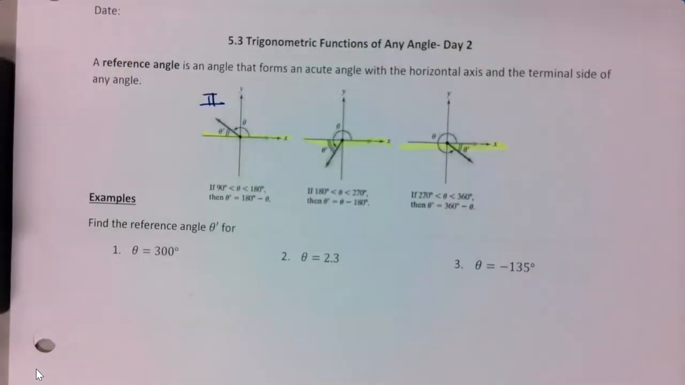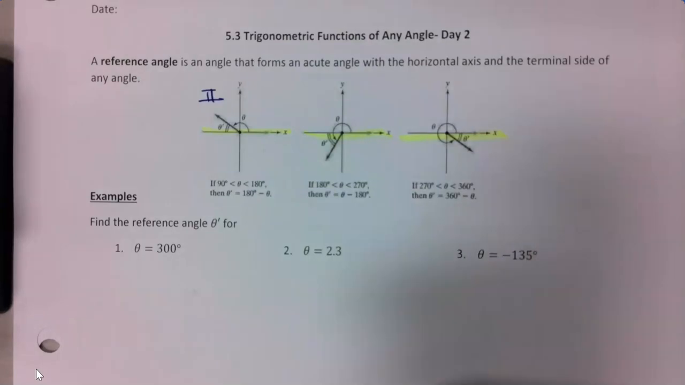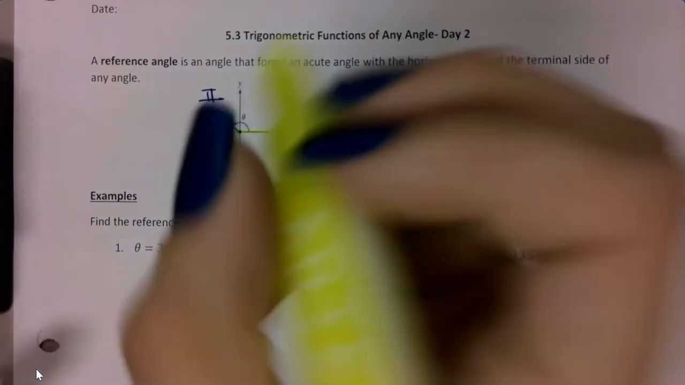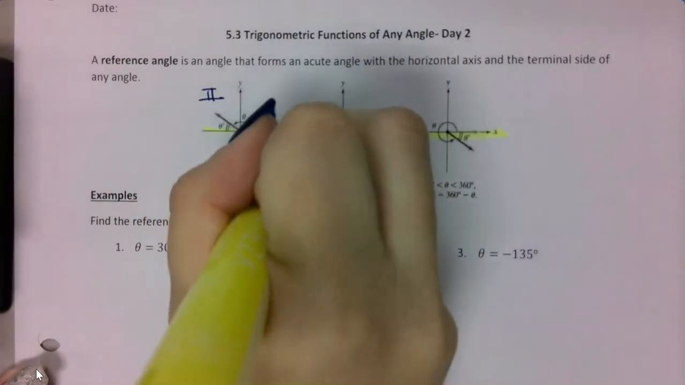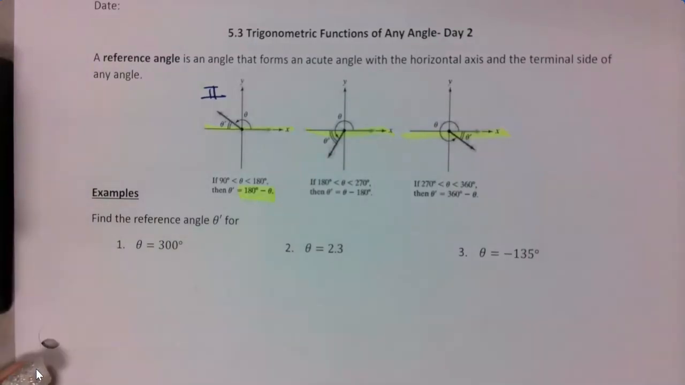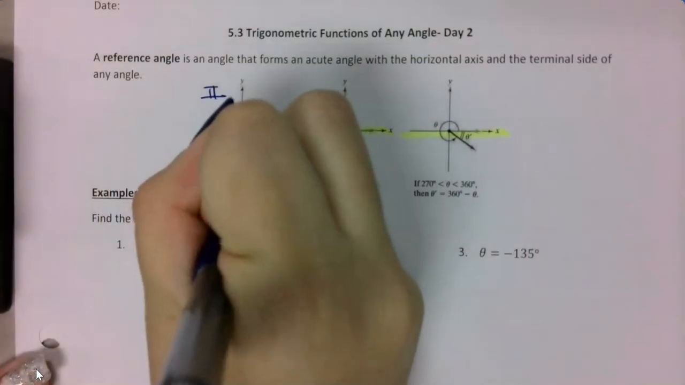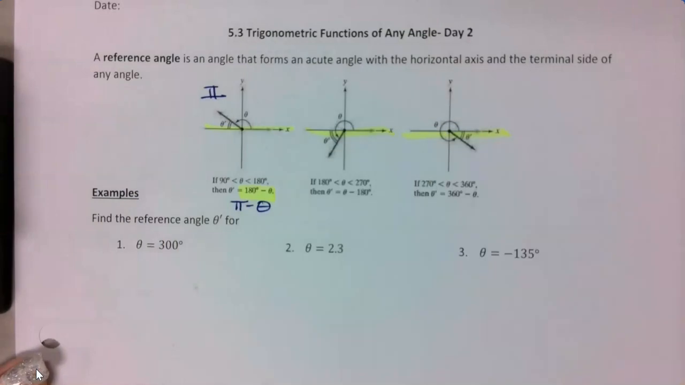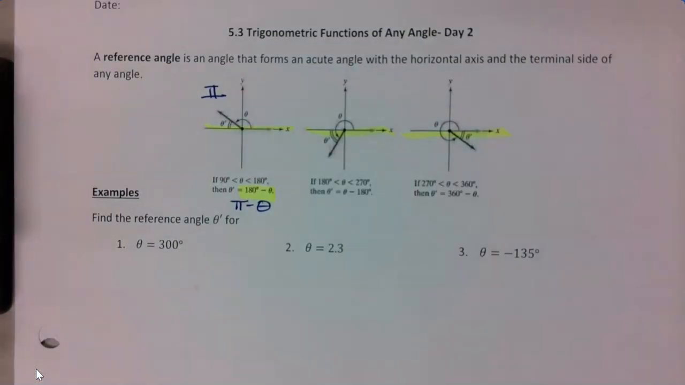So this first one is if it's in the second quadrant, then I want to take the number and subtract from 180. Or if I'm with radians, I'm going to subtract from pi. You want to keep it in radians if it gives you radians, because the more we go on in this class, the more we're going to use radians, and the less we're going to use degrees.